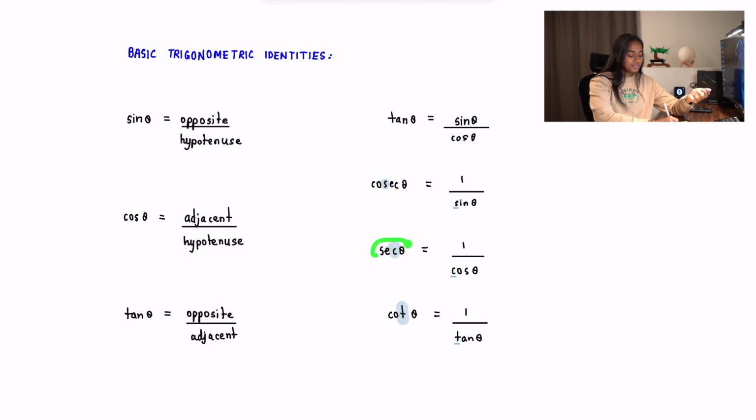So sec theta is equal to 1 over cos theta. Cot theta is equal to 1 over tan theta. So that's a very handy way that you can remember these functions and these particular identities.